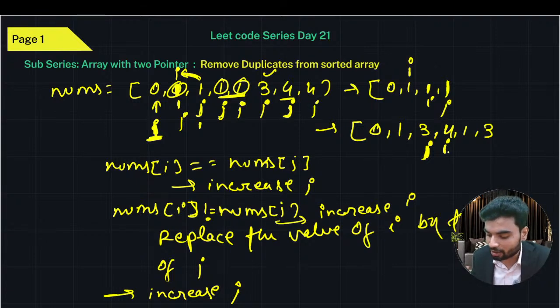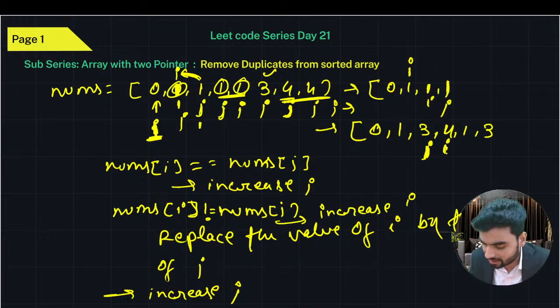Then again you will increase the j. Again you will compare the value of I with the value of j, which are similar, which means you will increase the j, and now j has gone out of the length. The whole array has been iterated, which means you need to stop now. So now tell me, your I is here, and the value of I will be what? Tell me the index. 0, 1, 2, 3. The index will be 3.